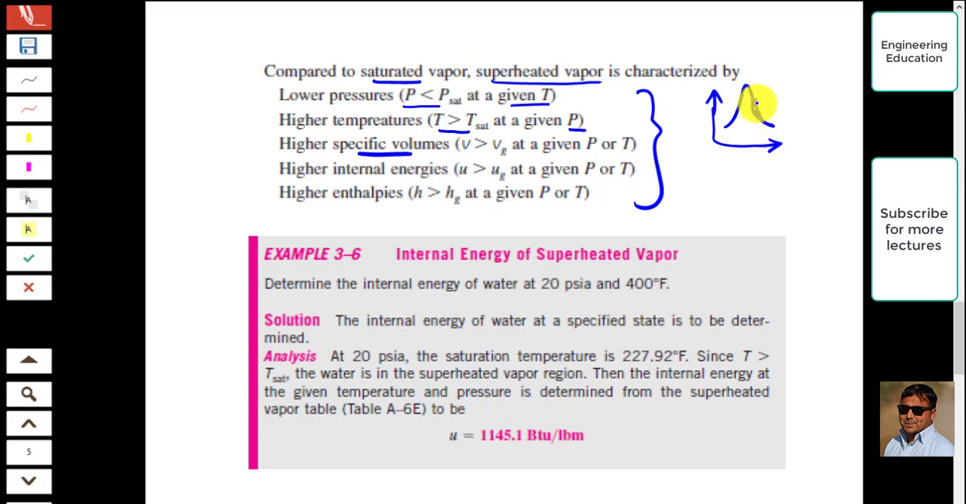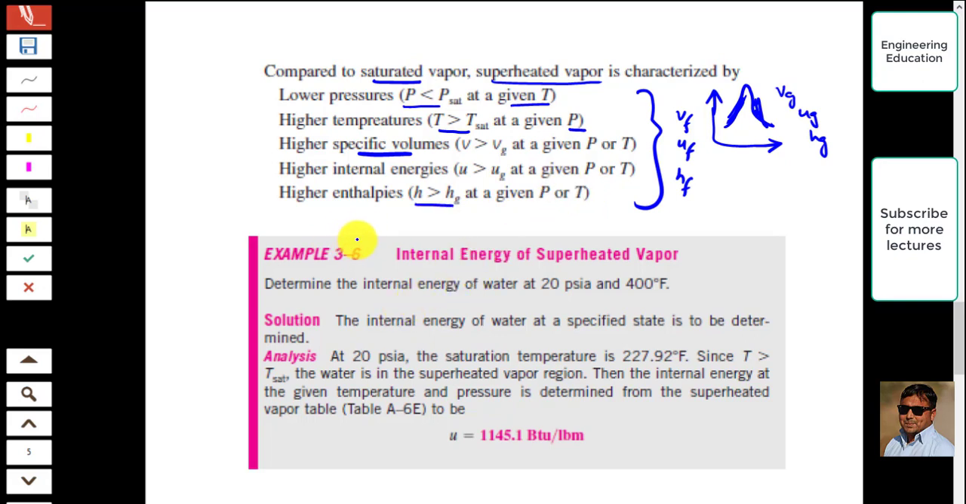At this line we have different properties, for example vg, ug and hg. And on this line to the left we have properties which are vf, uf, hf. We have discussed these properties in the previous lectures, but this is just for revision. Higher internal energies: the specific internal energy of the superheated steam will be greater than the specific internal energy of the saturated vapor at a given pressure and temperature. Higher enthalpies means that the enthalpy of the superheated steam will be greater than the saturated vapor enthalpy at a given pressure and temperature.